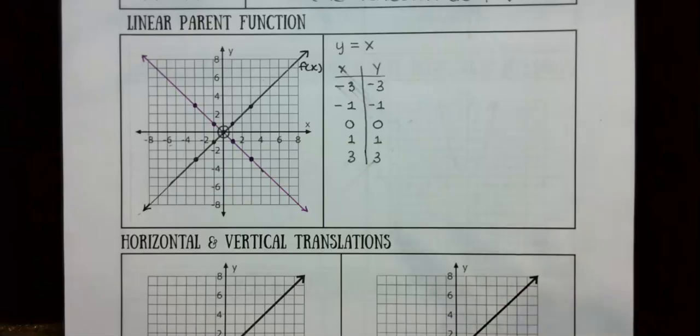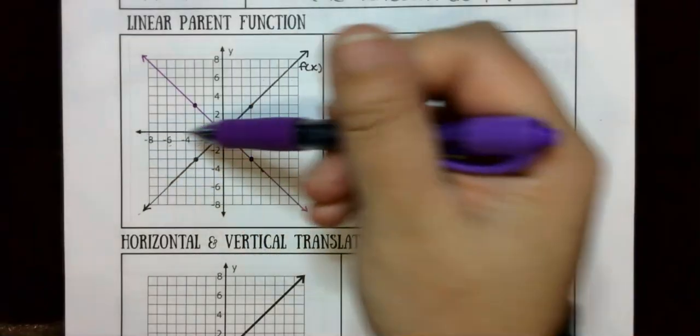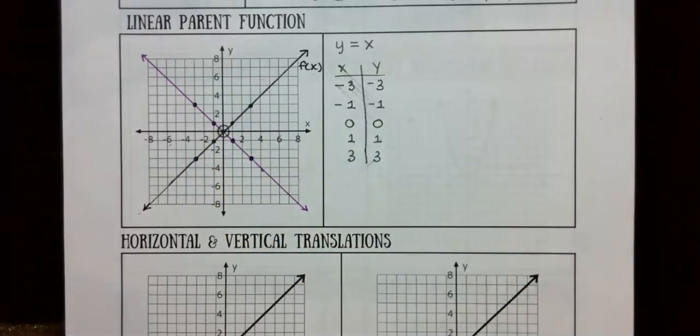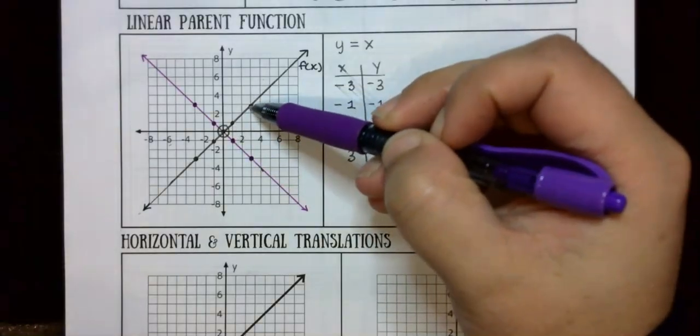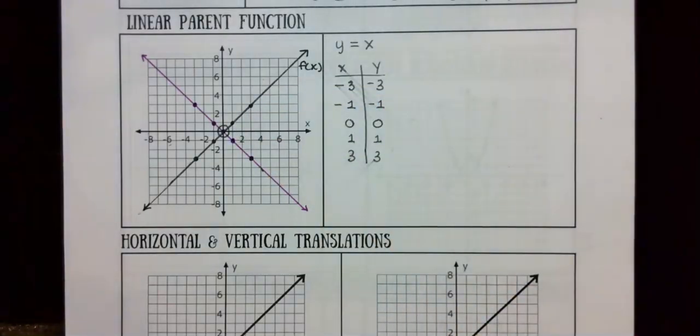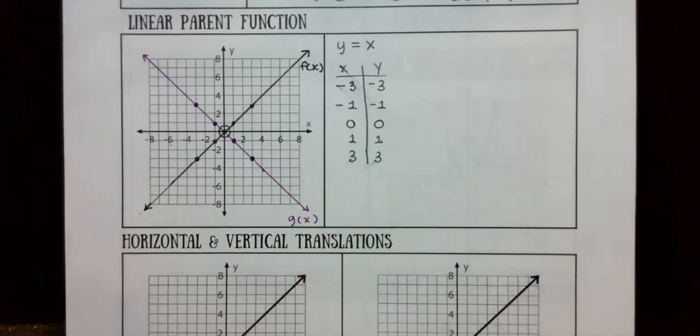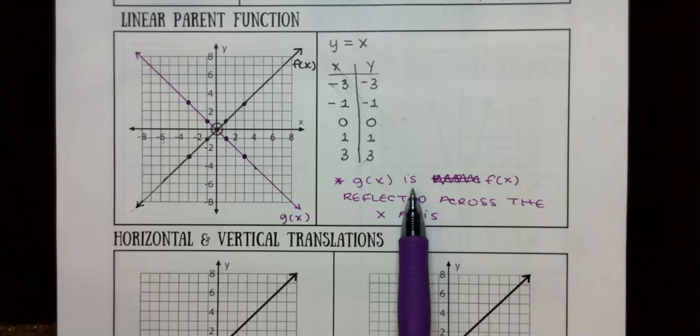So one of the things that you're going to notice here is this is what a reflection across the x-axis looks like. The x-axis is our mirror, and everything that was on this side was moved in the opposite direction, and everything that was on this side was also moved in the opposite direction, and it caused a reflection. So for a reflection to take place, it basically changes the direction of your line. So for this one, we're going to make a note to ourselves, and we're going to call this g of x, and we're going to say that g of x is a reflection across the x-axis. All right, so notice that I wrote that g of x is f of x reflected across the x-axis.